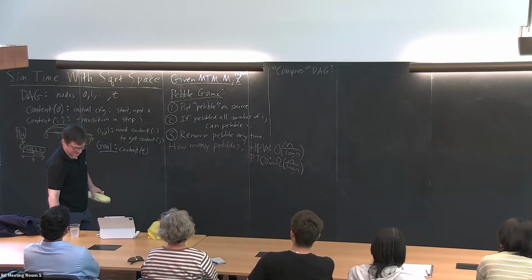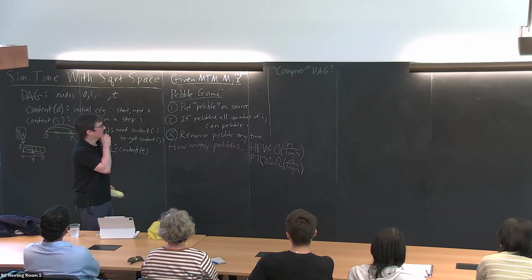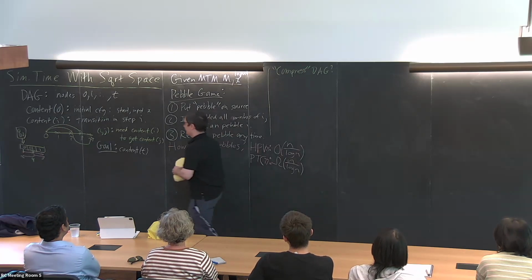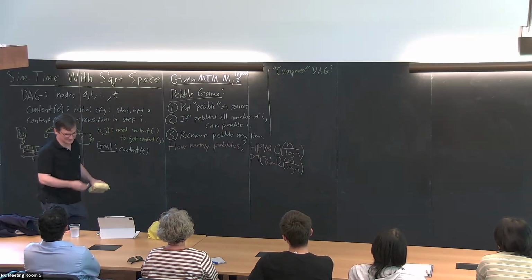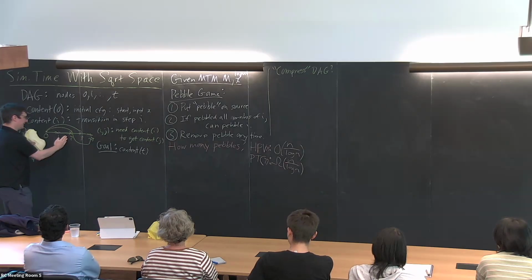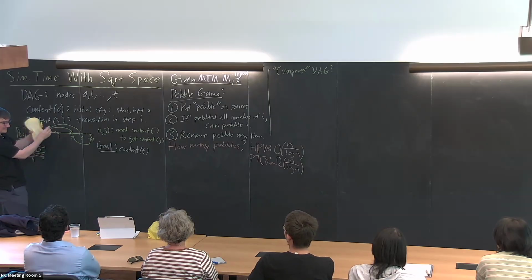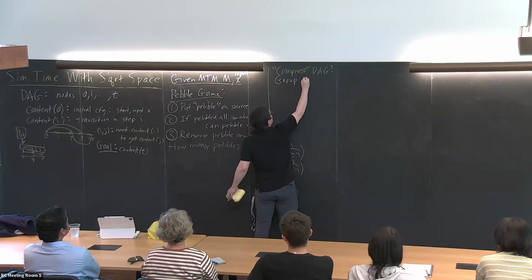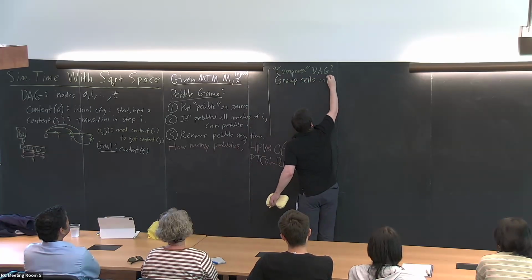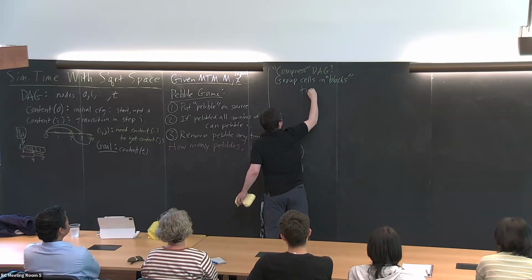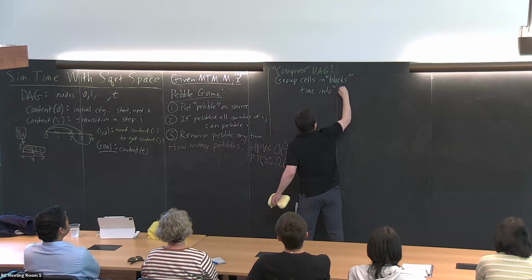The way we're going to compress this thing is to take the time and group it into intervals, and then take the actual space, the cells, and group them together into blocks. So we'll group cells into contiguous blocks, and time steps into intervals.